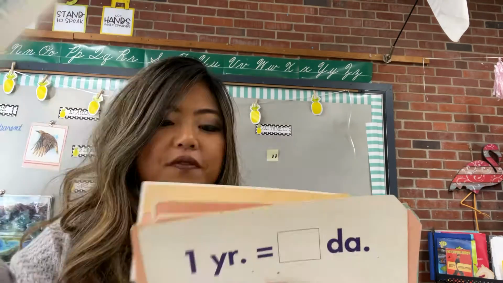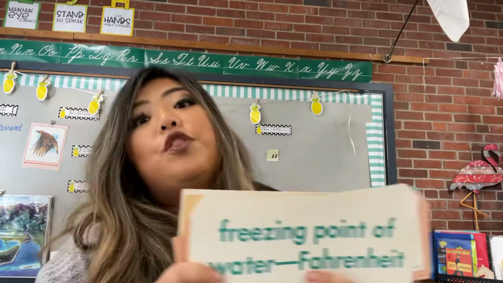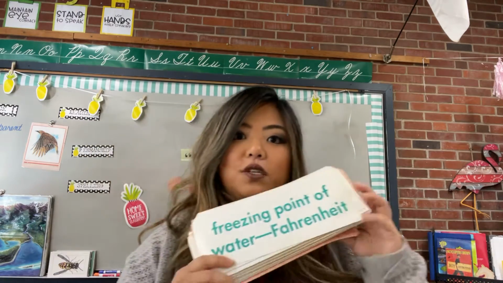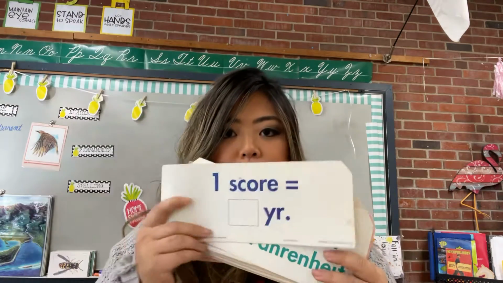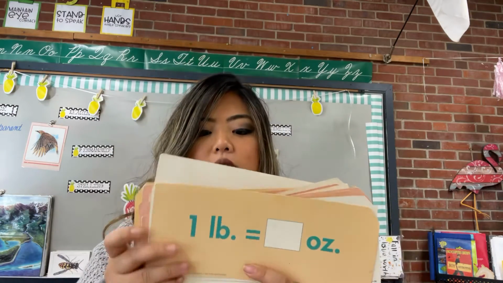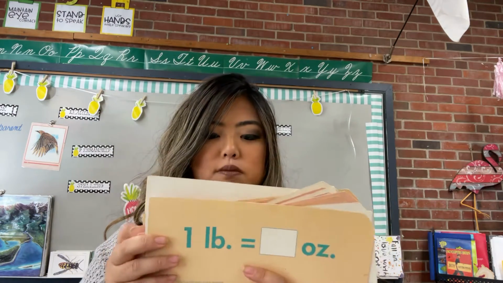1 yard is 36 inches. 365. Freezing point of water, 32 degrees. Also for science, and we learned that this is also the melting point of water. Freezing and melting point are the same. A score, 20 years. 1 pound, 16 ounces.